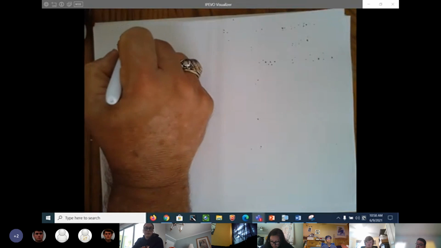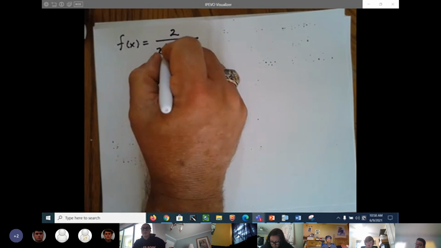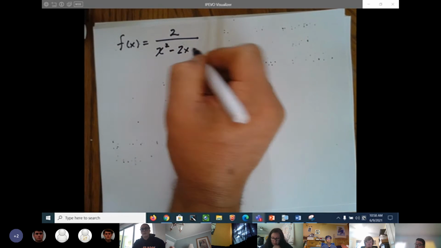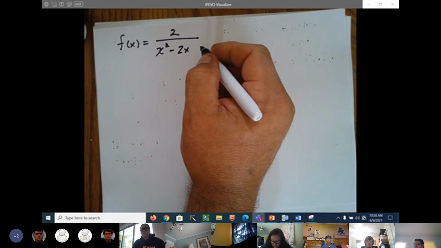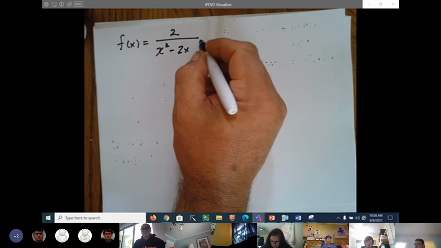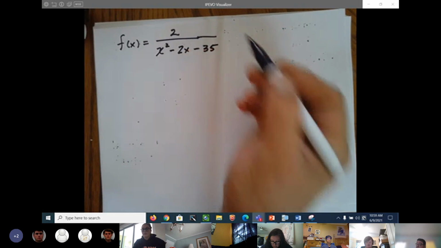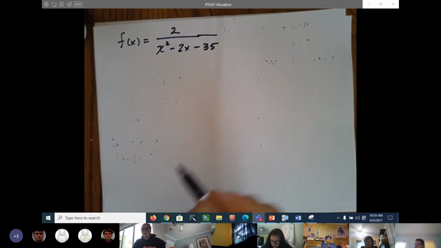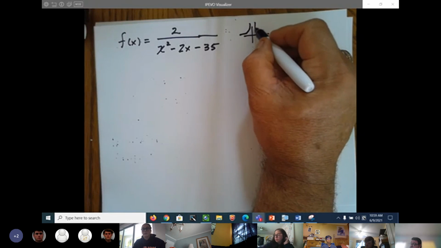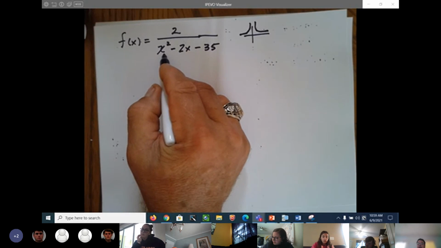f of x is equal to 2 over x squared minus 2x, and let's go with a 5 and a 7. Let's go with 35, minus 35. We know this function is a 1 over x squared, so it's going to have some kind of volcano look to it because it's something over x squared.